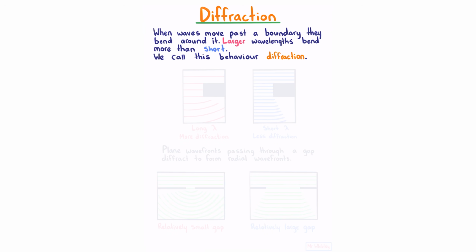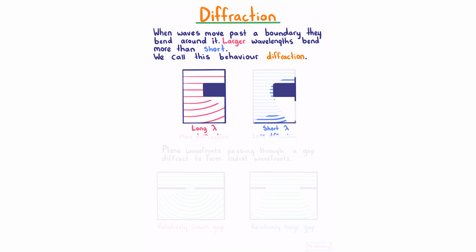And so if we had a barrier and we had long wavelengths which are approaching this barrier, then as they pass the barrier, they are going to curve around. Whereas if we had a shorter wavelength and the same barrier, we are still going to see curving around. However, because it's a short wavelength, we're going to have less curving. Or in other words, more diffraction for the longer wavelength and less diffraction for the shorter.